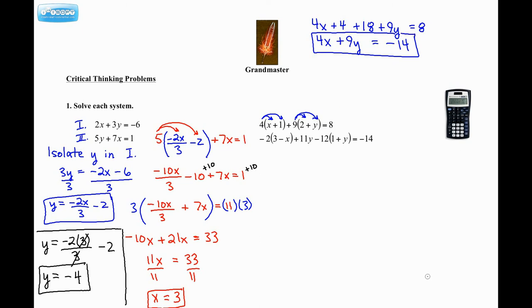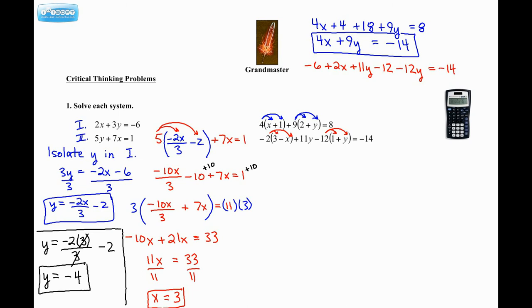Okay? So let's do the same thing for this one. I'll do this one in red. So I can apply distributive law there, here, and here. So let's see what happens. So negative 2 times 3, I get negative 6. Watch your signs here. This is going to give me plus 2x. Next term, I just have plus 11y. That's fine. Minus 12 times 1, so minus 12. And minus 12 times y is just minus 12y.